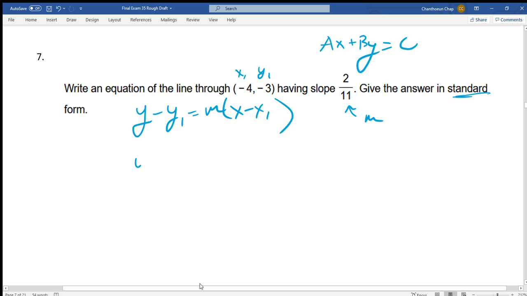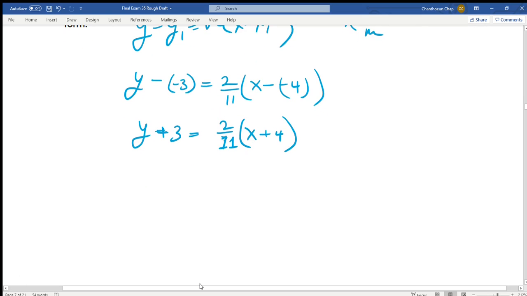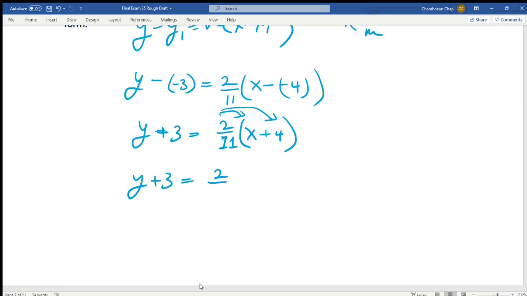Let's plug it in. Y minus a negative 3. Don't forget there's a double negative. 2 over 11 times x minus a negative 4. Again, there's a double negative. Be careful with the signs. We have y, and the double negative becomes a plus 3 equals 2 over 11 times x plus 4. Let's distribute the 2 over 11. Y plus 3 equals 2 over 11x plus 2 over 11 times 4, that's 8 over 11.